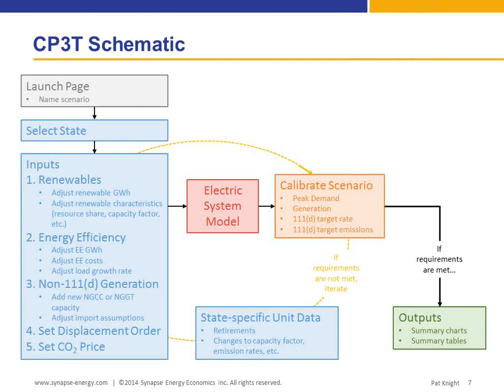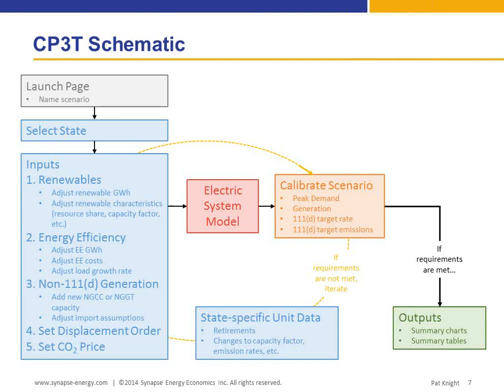So after you've named your scenario and done all that stuff on the launch page, you can get into a page where you select your state. Once you select your state, the model runs a little script where it populates the tool according to those state-specific variables. So it'll bring in information about renewables and energy efficiency and the units, the fossil units and nuclear units that go into those building blocks that we talked about.